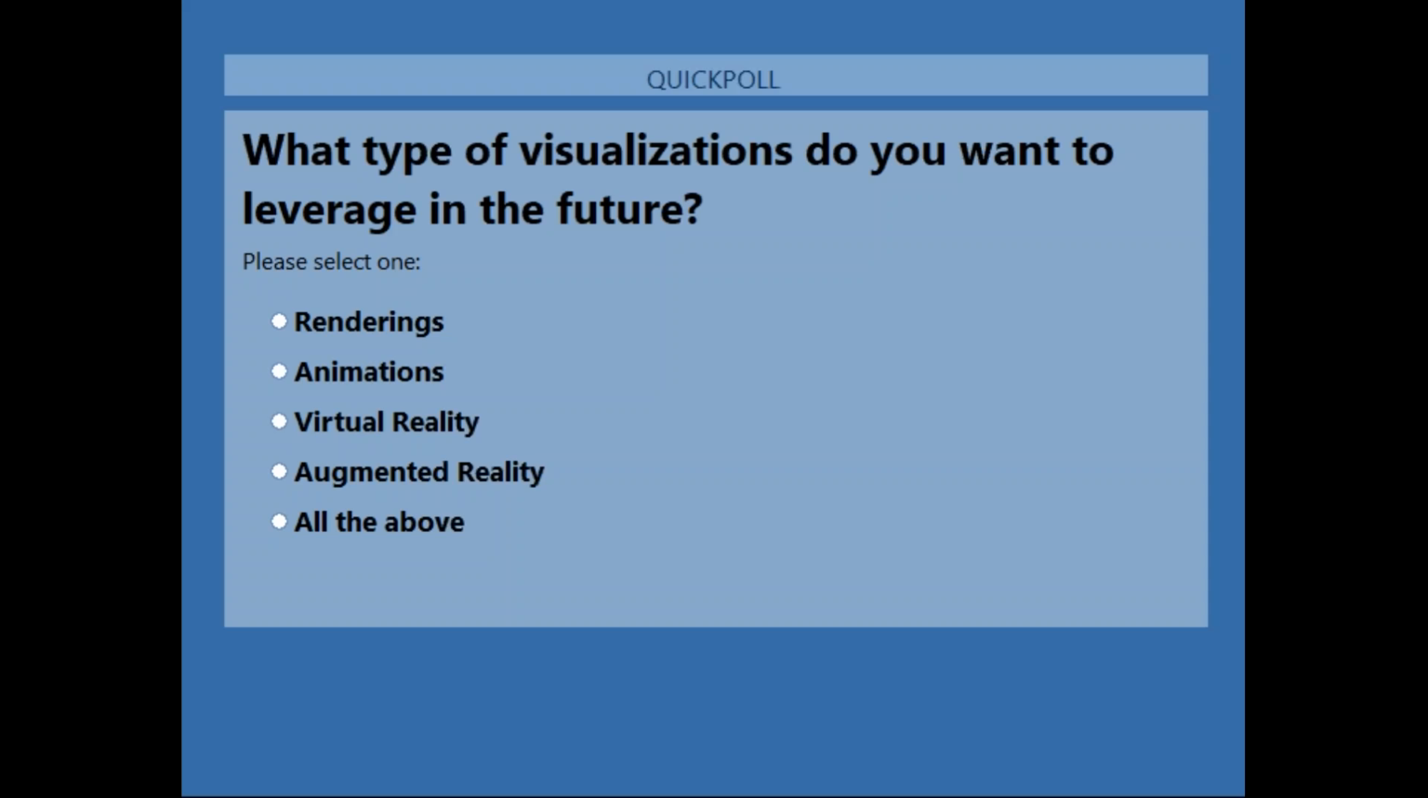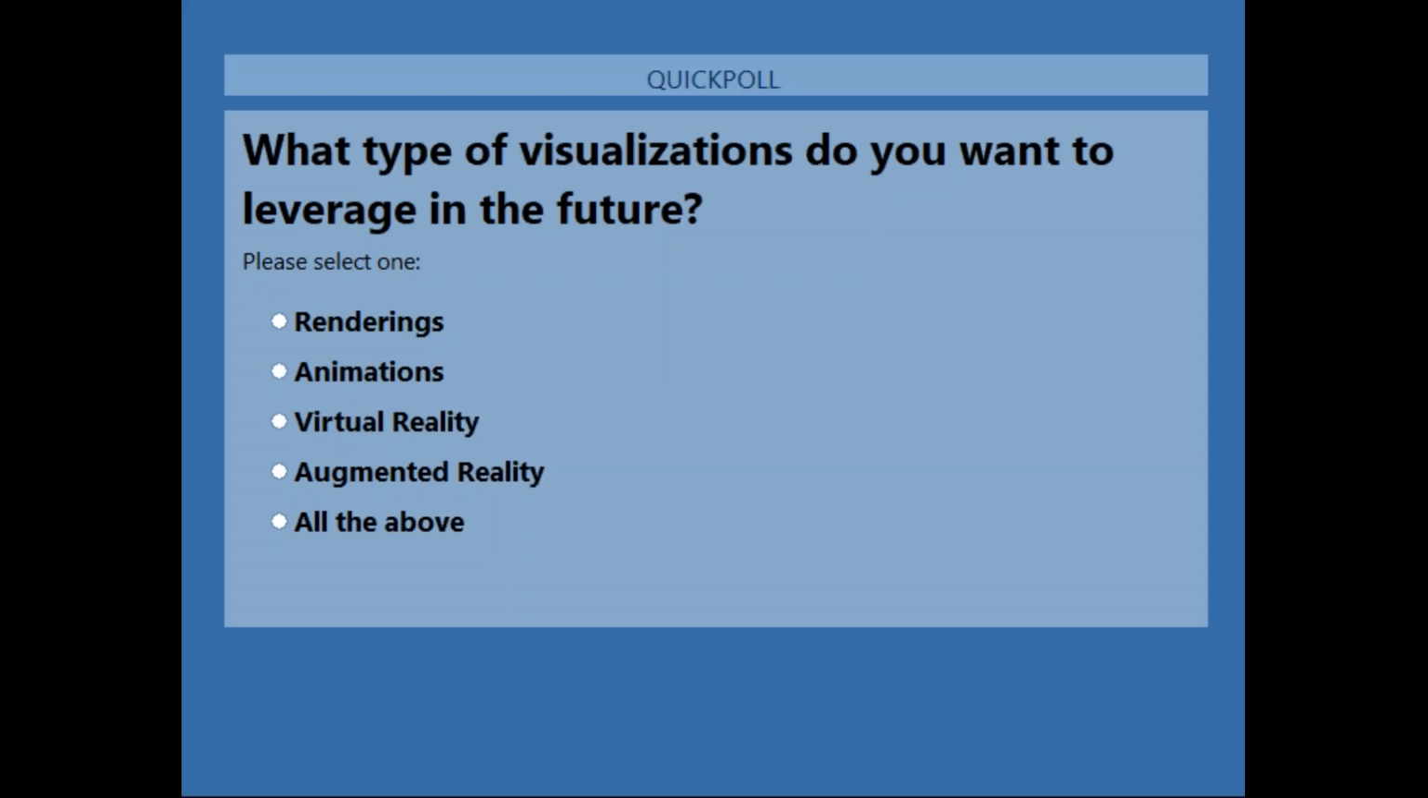I'm just waiting to give people a little bit of time to vote on that. We're getting a lot of people in two different categories here. I'll give you about 3 more seconds, and then I'm going to close that out and share the results.